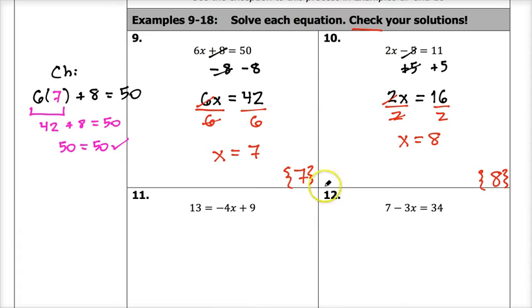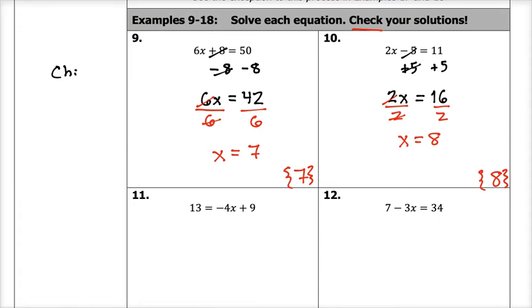Again, I need to check my answer. So I'm going to go back over here and make sure that 8 is in fact a solution of this equation. So we have 2 times our variable minus 5 equals 11. We believe x is 8. 2 times 8 is 16. Subtract 5 is positive 11.